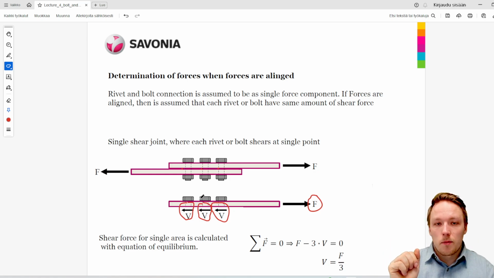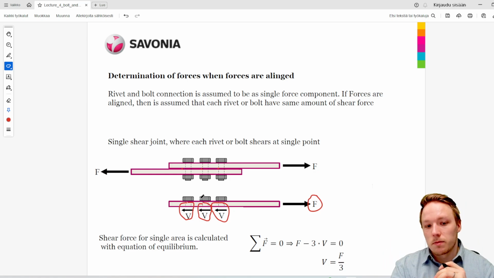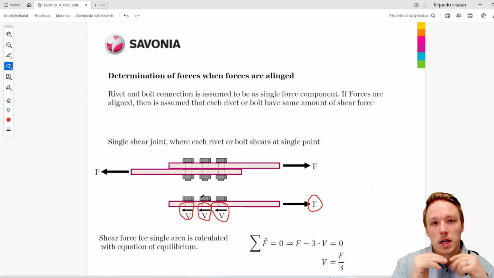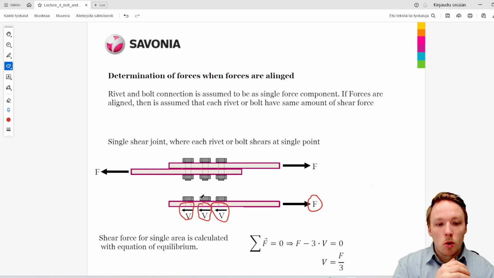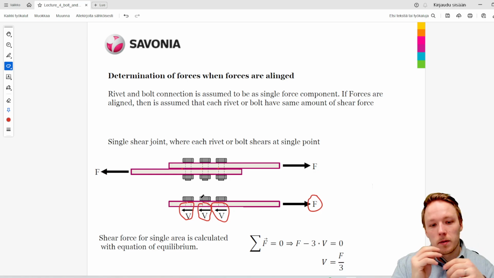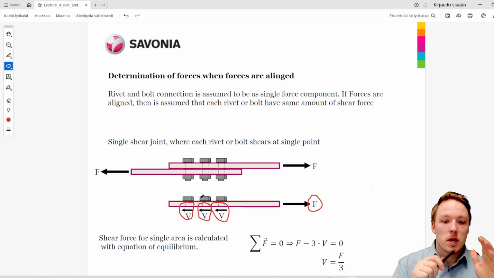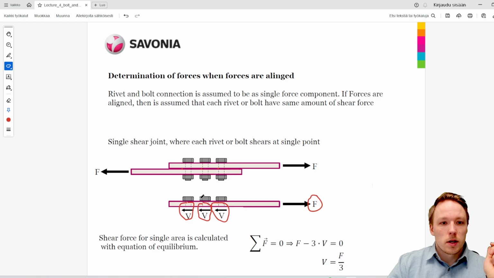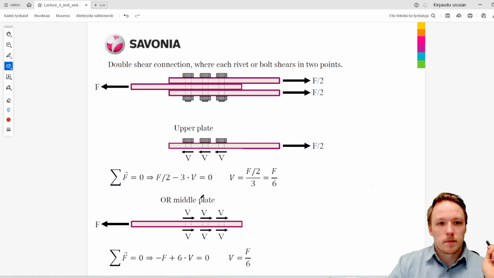In real life practical applications it might be in some cases that, for example, the holes in the plates are not perfectly aligned, which means that some of the bolts or one of the bolts might be carrying more shear load than others. But within this course and within basic calculation methods we always assume that the forces are divided equally. So this here is the so-called single shear case.